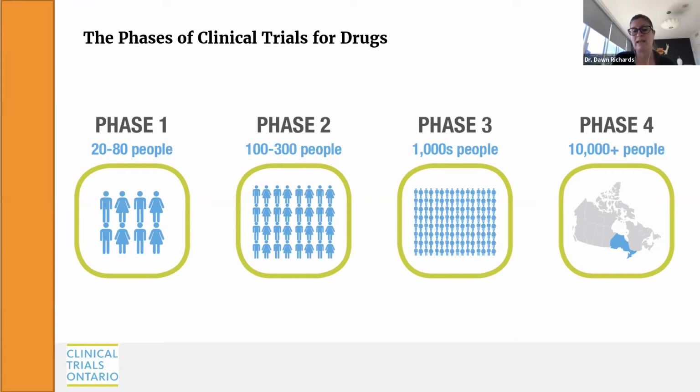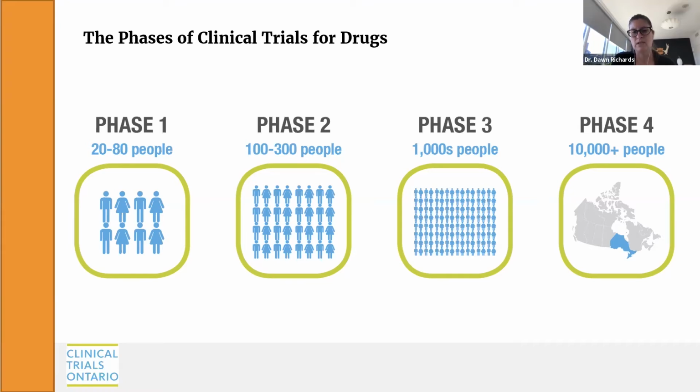Depending on the results of phase 2, the intervention may or may not go on to phase 3. Phase 3, though, is done in many thousands of people. In the case of the COVID-19 vaccines, many of the phase 3 studies were in tens of thousands of people. Here we're often comparing the intervention to no treatment, or to standard of care, so what's already used in the population.